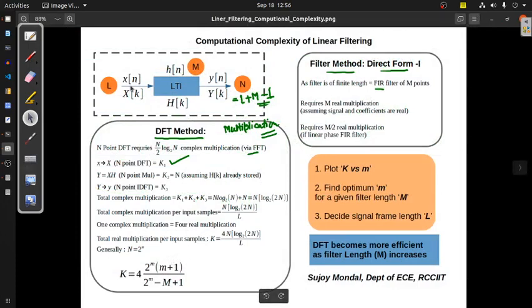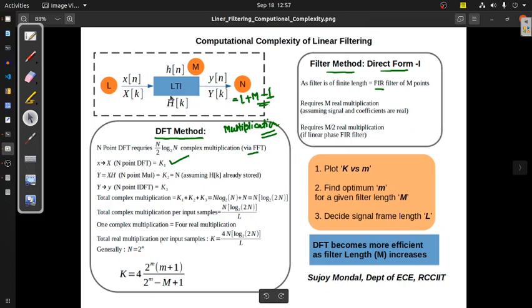Whereas in case of direct form 1, basically as the filter is of finite duration, we may consider this one as an FIR filter, and in that case per input sample it requires m number of multiplications, m number of real multiplications. Okay, so why real? We are assuming the signal as well as the coefficients of the filters are all real. That's why this is the optimum, right?